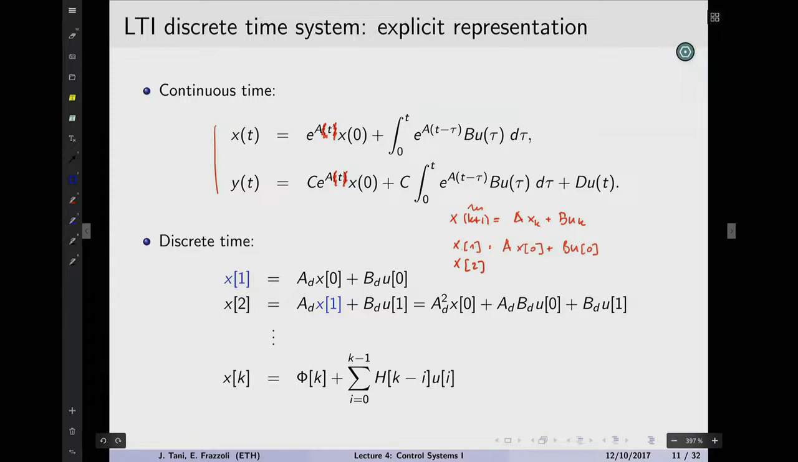So, what is x of 2 then? Remember, here we're just jumping between a data point and the next one, right? There's nothing in the middle. This representation doesn't conceive of an x at 1.1. There simply doesn't exist. There's a 1, a 2, a 3, a k. So what's x of 2? Let's just reapply the definition: a x of 1 plus b u of 1. But now we know that x of 1 is equal to this, so we can plug it in here, right?